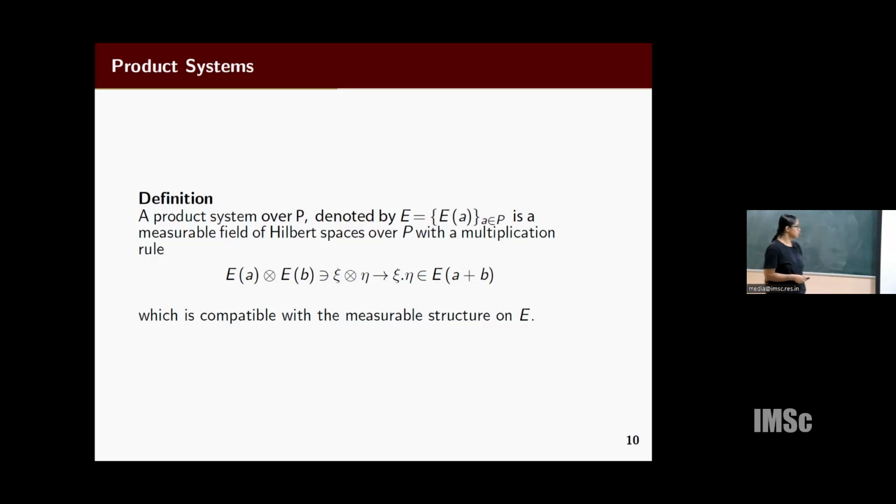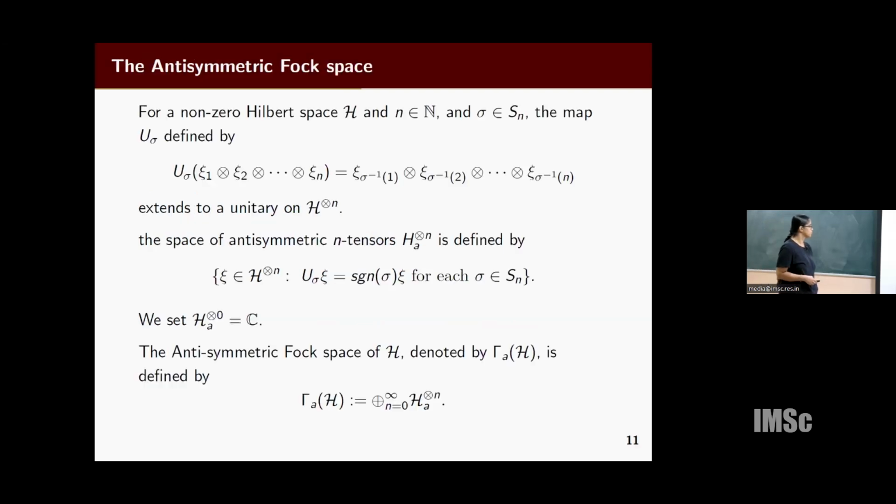So a product system is a field of Hilbert spaces, just like vector bundles. This is like a bundle of Hilbert spaces. For each a in P, you have a Hilbert space E(a). And they have a measurable structure over them, which I won't elaborate on. And on the fibers, you have a multiplicative rule, xi tensor eta going to xi eta. That multiplication has to satisfy certain compatibility conditions with the measurable structure of E, which also I won't elaborate further.